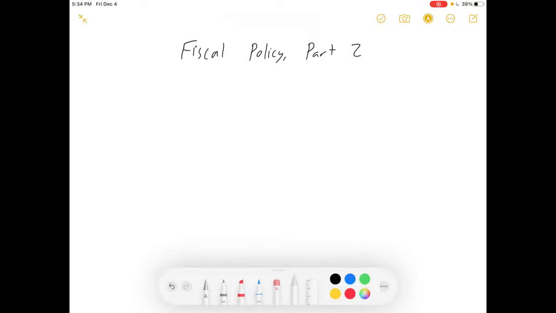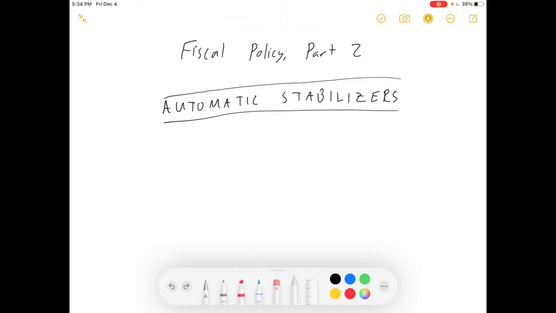Hey everybody, welcome to Fiscal Policy Part 2, where we talk about automatic stabilizers. So last time we learned about fiscal policy being changes in government spending and taxes, ideally to stabilize the economy. We talked about expansionary and contractionary policy. On a graph it looked a lot like monetary policy, but the way we get there is a little different.